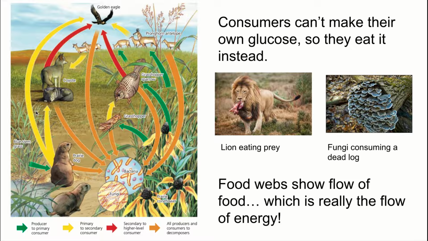And in each of these bodies, our animals are going to be using that glucose for its chemical energy. They're going to be converting that chemical energy into the kinetic energy that allows them to move and breathe and live. And so, really, what we're seeing here is a complex flow of not just food, but the flow and transformation of energy.